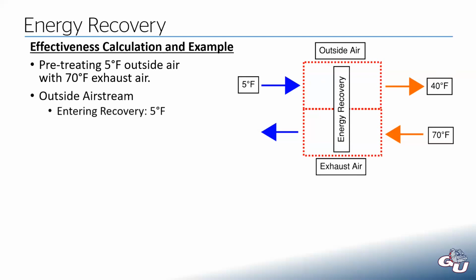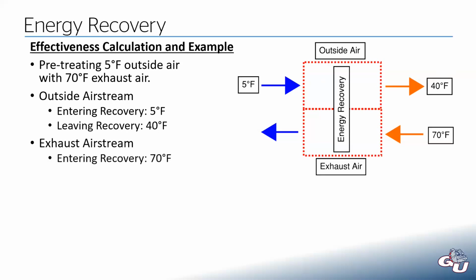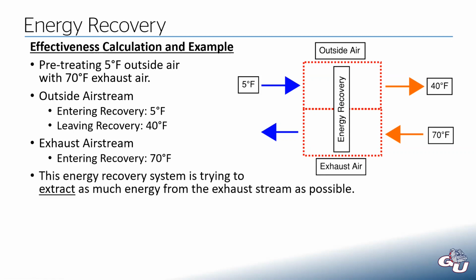So running through our problem statement, our outside air stream is coming in at 5, leaving at 40. Our exhaust air stream is coming in at 70. We could figure out what this leaving exhaust airstream would be, but at the end of the day, it really doesn't matter. And I'll explain why here in a second.